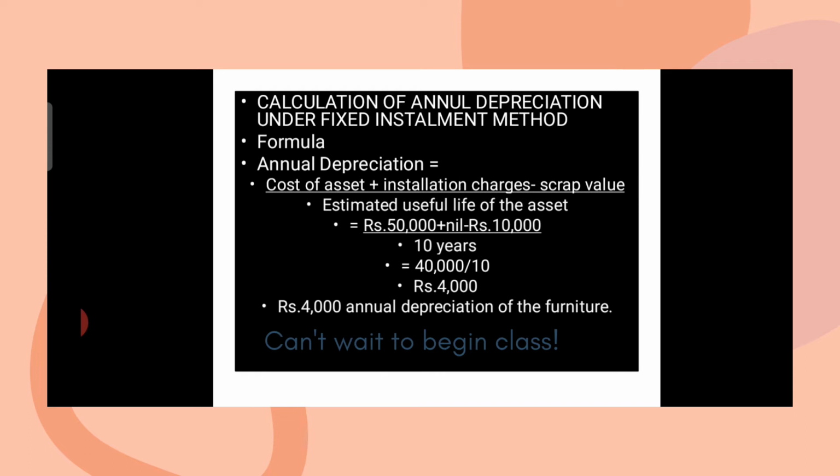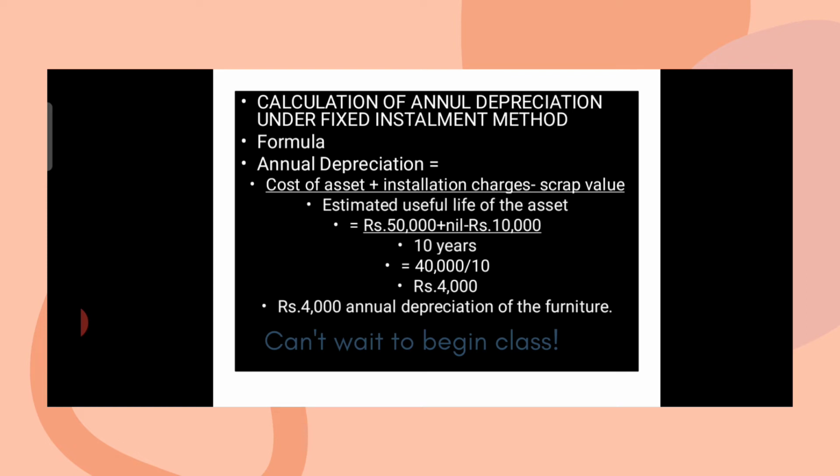Remember this point in your mind, that this formula can be used only when the estimated useful life of the asset is given in the problem. Okay students, so what is the formula here? Annual depreciation is equal to cost of asset plus installation charges minus scrap value, divided by estimated useful life of the asset.